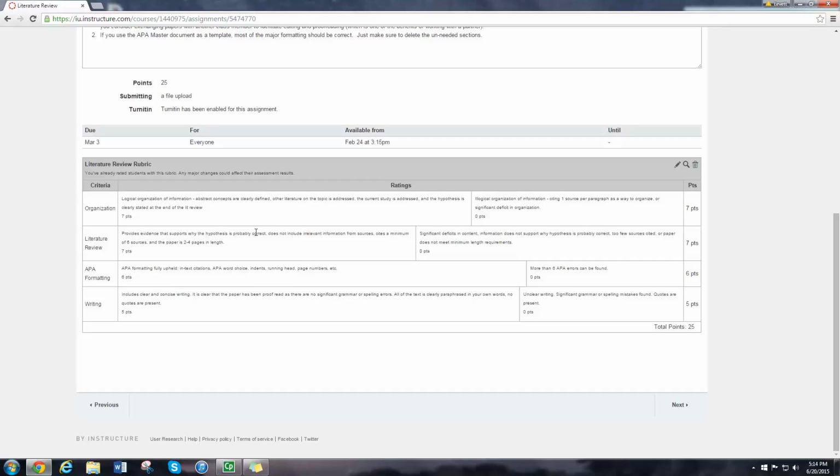And finally, the writing criteria discusses your spelling and grammar. So again, it's clear that you have proofread your paper before submission, and that everything is paraphrased in your own words instead of quoted.